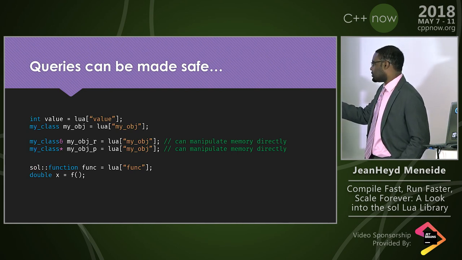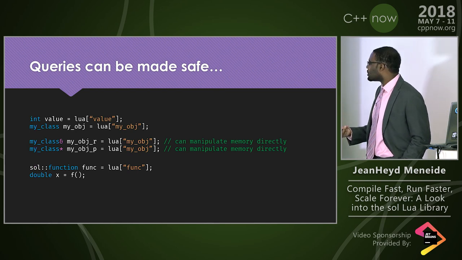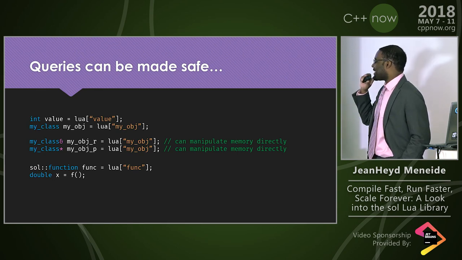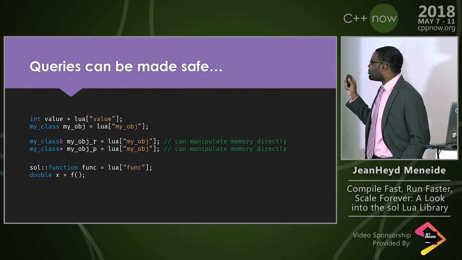You can get functions and you can call functions, but here's the thing. What if the value doesn't exist in the Lua VM? What if my object doesn't exist? What if any of this doesn't exist? Then these would be errors, or rather, these wouldn't be errors, these would be seg faults, which is terrible. But here's the thing, it's fast if you do it this way.